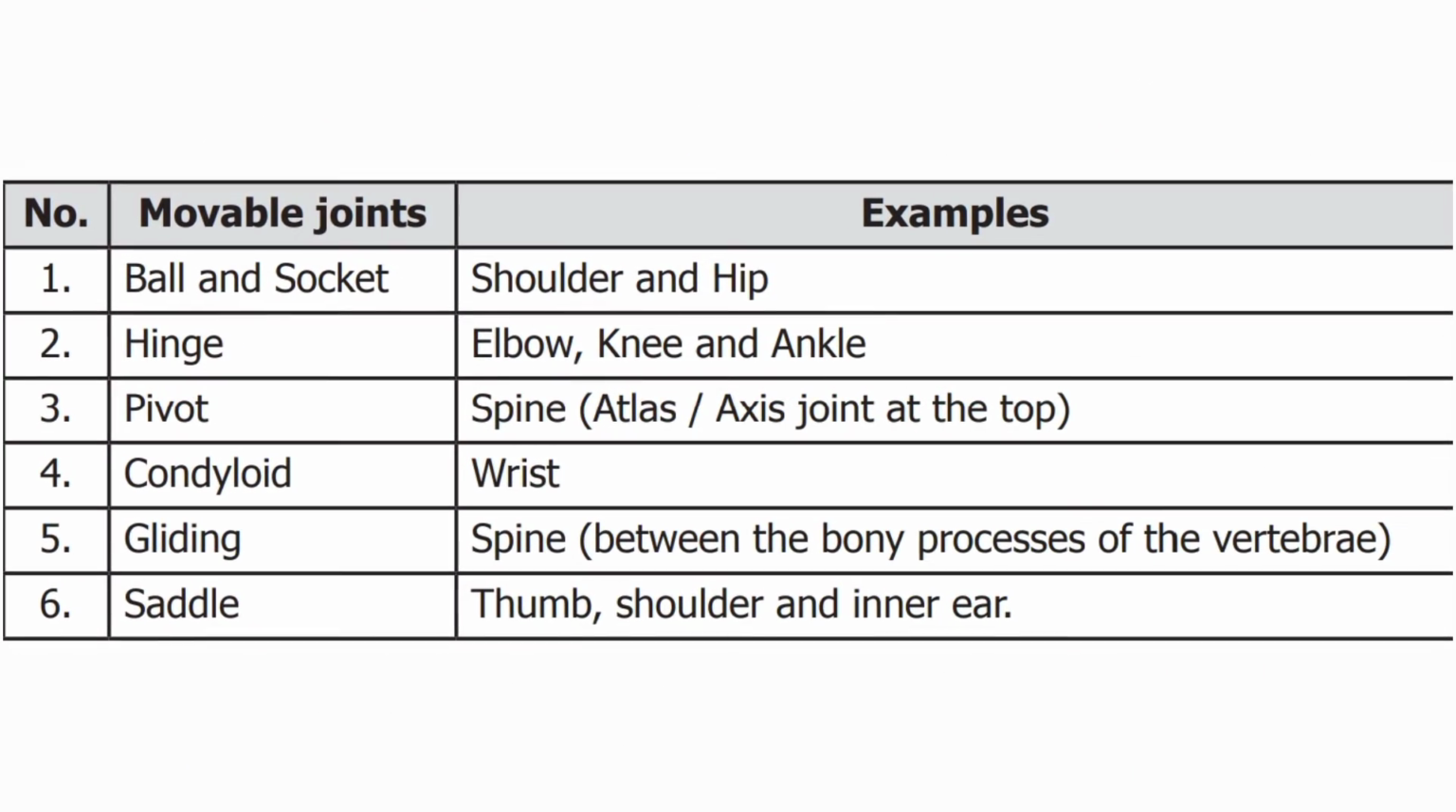Movable joints and example: ball and socket. Example, shoulder and hip. Hinge joint. Example, elbow, knee and ankle. Pivot joint, spine, that is atlas or axis joint at the top. Condyloid, wrist. Gliding, example, spine between the bony process of the vertebrae. Then saddle, example, thumb, shoulder and inner ear.